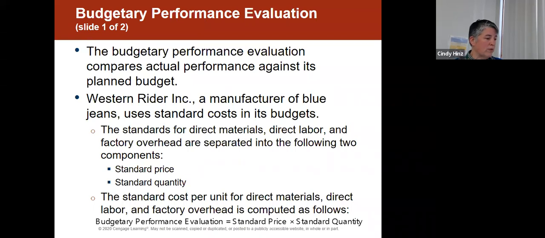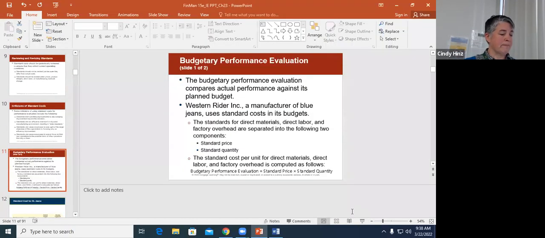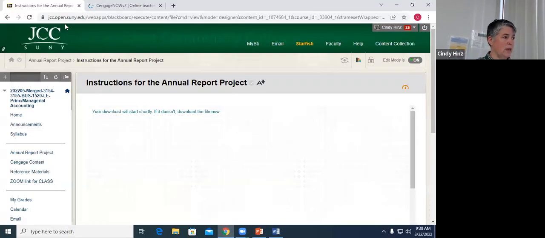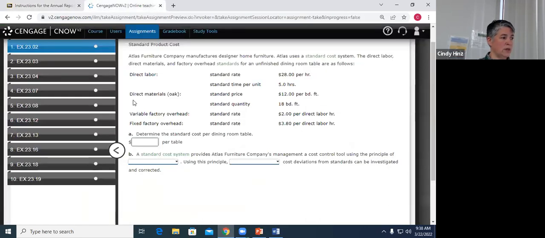Let's go to our first exercise for the day, and that is here. I'll give you just a moment in case you do not have your exercises open. This is the first exercise in the chapter 23 exercises, setting a standard product cost.